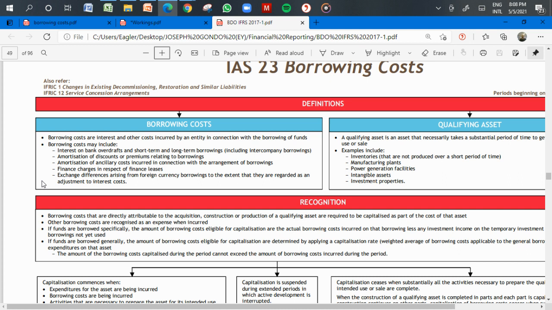Number two, amortization of discounts or premiums relating to borrowings. Number three, amortization of ancillary costs incurred in connection with the arrangements of borrowings. Number three, finance charges in respect of finance leases. We discussed this one. Number four, exchange differences arising from foreign currency borrowings to the extent that they are regarded as an adjustment to the interest costs. Okay, we discussed the definition.